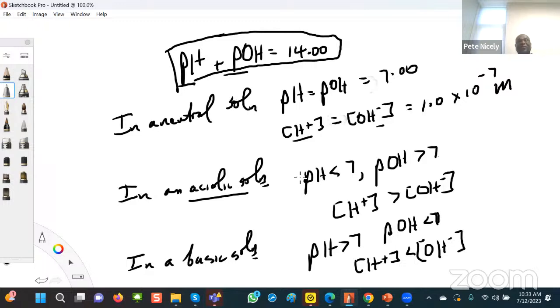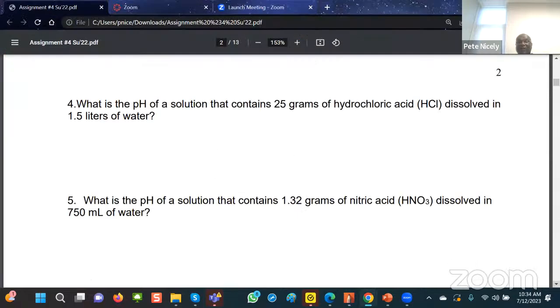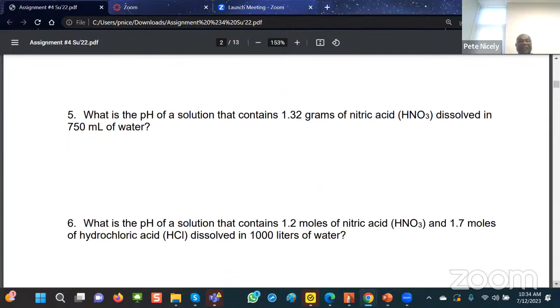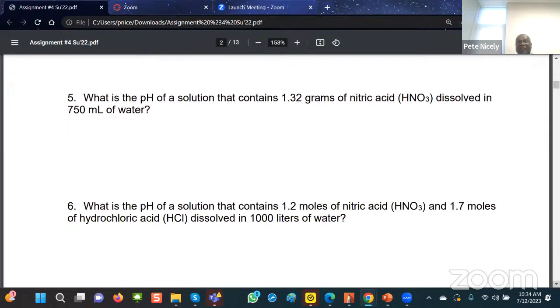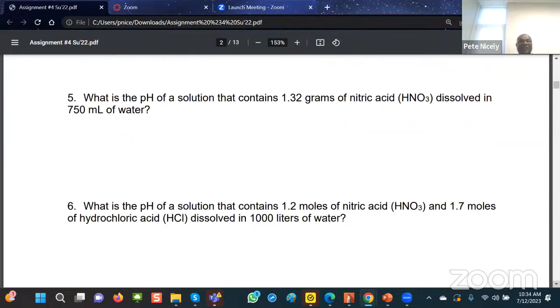Okay, so let me go back to the questions. We just did question number 4. How would you do question number 5? Let's hear your ideas, because if you understood what we did in question number 4, you should be able to do question number 5. Question number 5 says, what is the pH of a solution that contains 1.32 grams of nitric acid dissolved in 750 mL of water? Let's hear your suggestions.